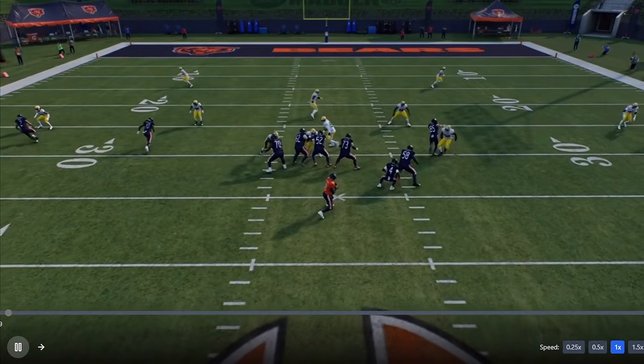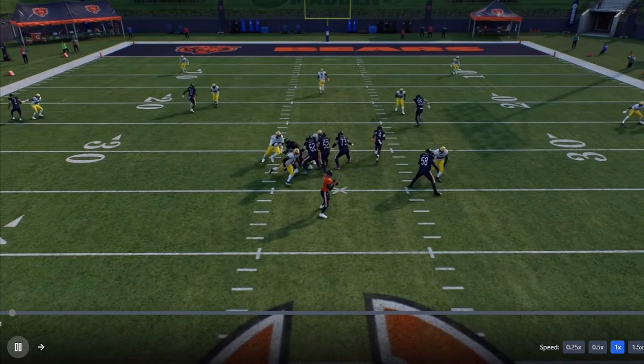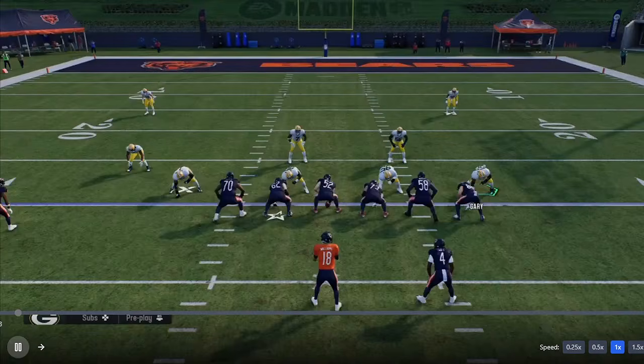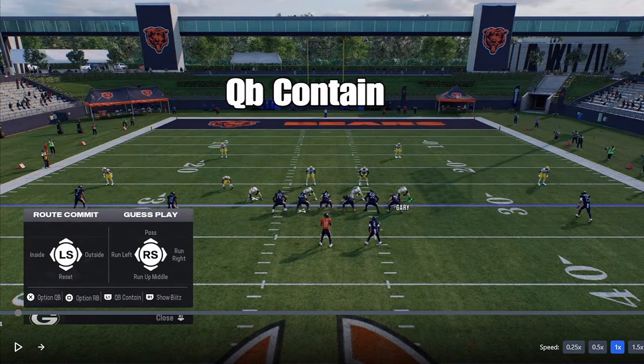I think I'm going to skip all of this because I want to get to the point of the video. The real point of the video is to deal with some of these people who love to break contain and get out of the pocket. And this is where I love the pirate stunt in the game.